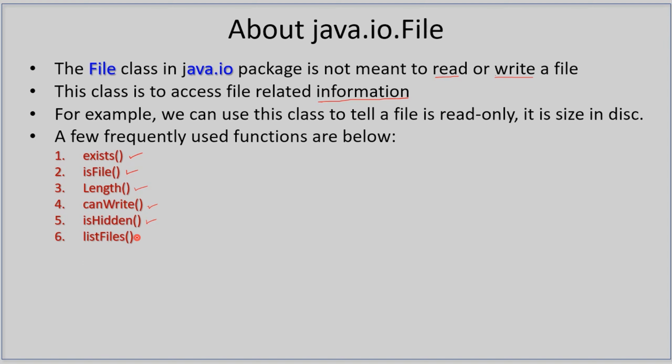listFiles: if a File actually represents a directory, then within the directory you can list the collection of files. As already told, File can represent a file as well as a directory. So listFiles will list all the content of a specific directory. The directory content can be a file or a subdirectory, and all of those get returned. Simply we can say listFiles returns a collection of files.